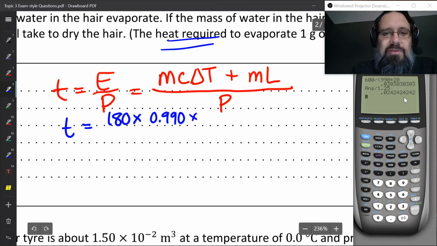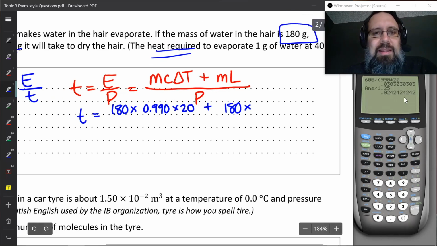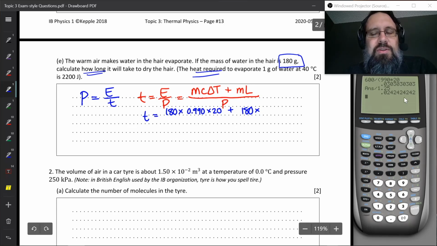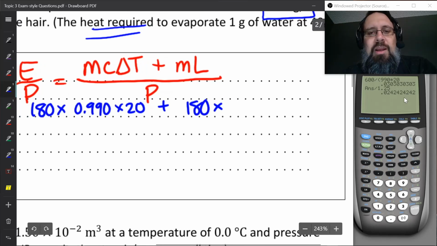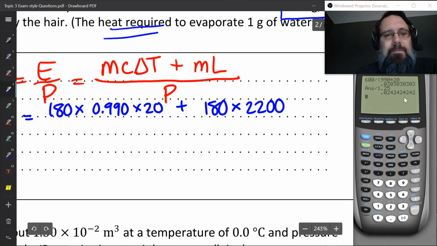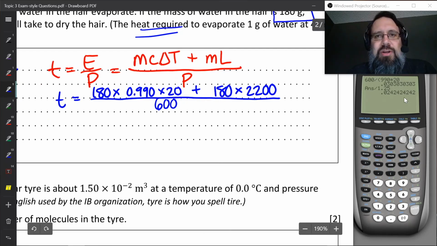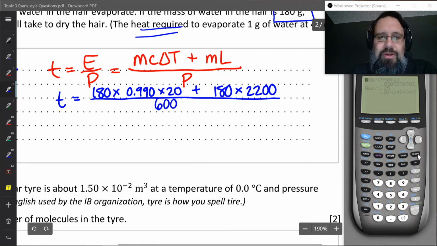And then I need to multiply by 20 because that's the temperature change that we're getting for the hair. Add to that the mass of the water, which was 180, times the latent heat that they gave us. It takes 2,200 joules for each kilogram, or for each gram, since there's 180 grams and each one's going to take 2,200, we just have to multiply them together. We divide that by the power, which is 600 watts, which is the amount of power that the hair dryer is outputting.